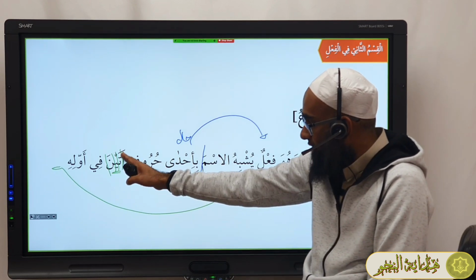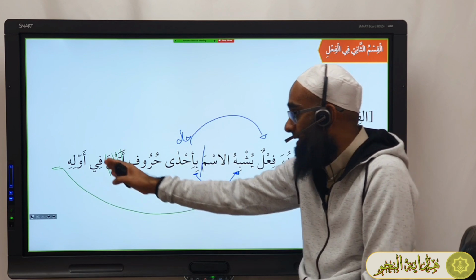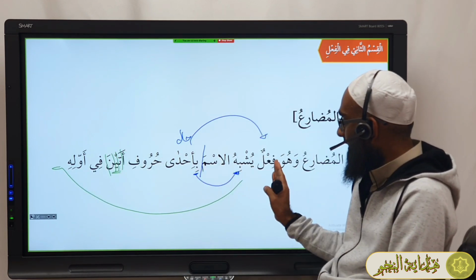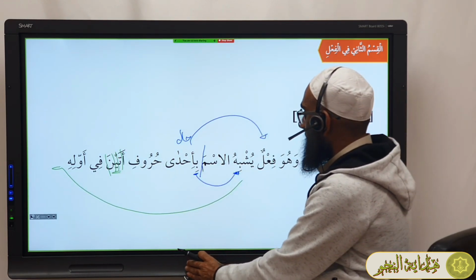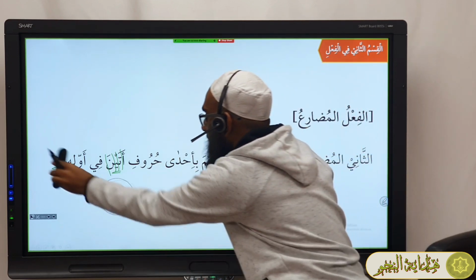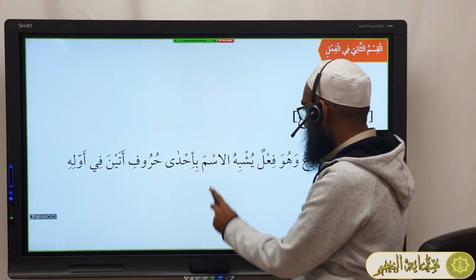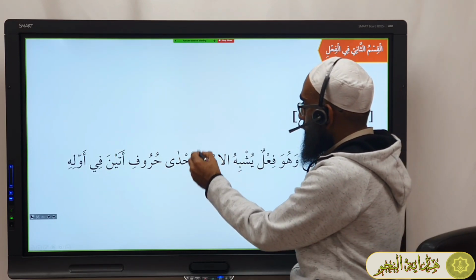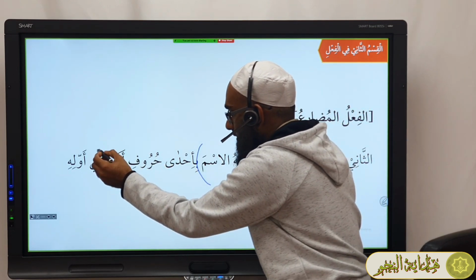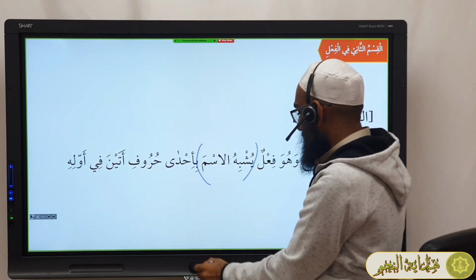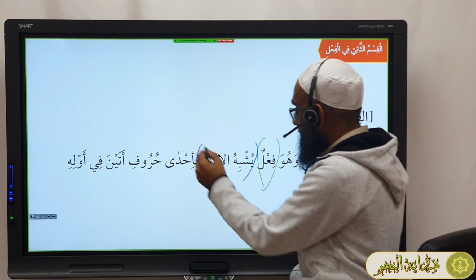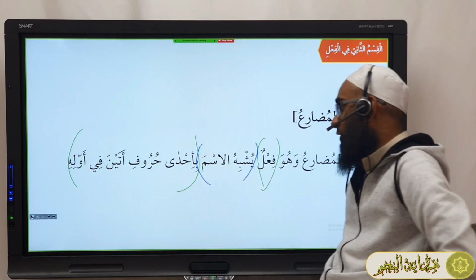So if he has alif, hamza, ta, ya, and nun at the beginning of it, so al-mudhari, this is how we're going to translate it first. We're going to leave this middle part out. We're going to say here, هو فعل يشبه الاسم, and then we do فعل مضارع. This one, هو فعل مضارع, like this. You do the green first.